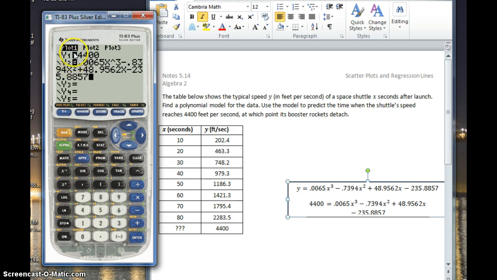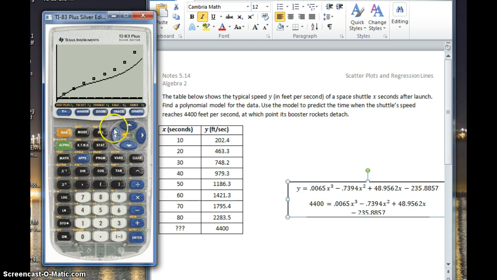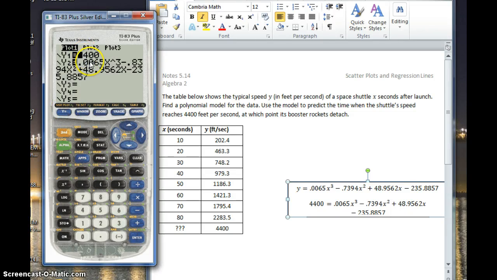Notice the equal signs are darkened in, so I'm going to have two lines and one set of scatter plots that's going to get graphed in a second, okay? And if I typed in my line correctly, we can see that there's the fit. Did I type that in correctly? I wonder now if I missed something. 0.0065 x cubed minus, I did mess up here. Let's try this again. That's 0.7394 x squared plus 48.9562 x minus 235.8.